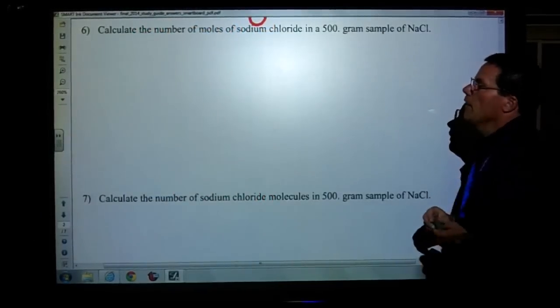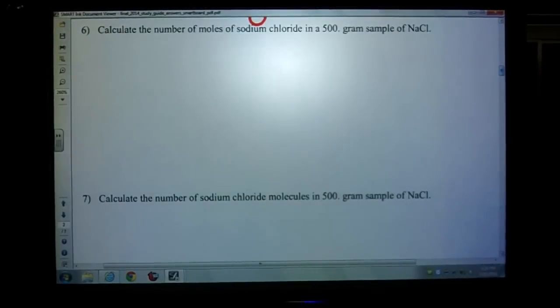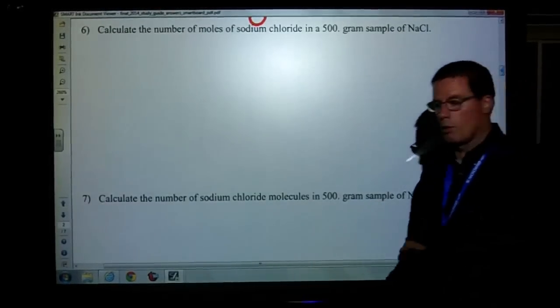Number 6, calculate the number of moles of sodium chloride in a 500 gram sample of sodium chloride.